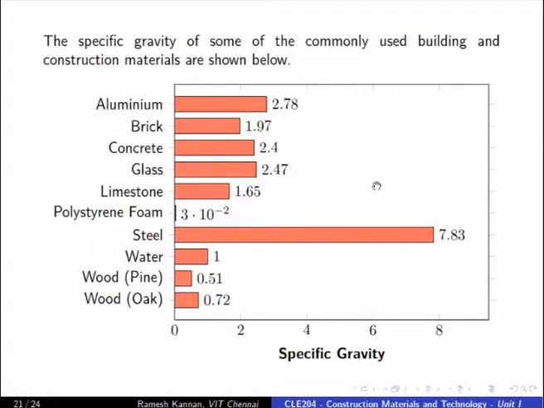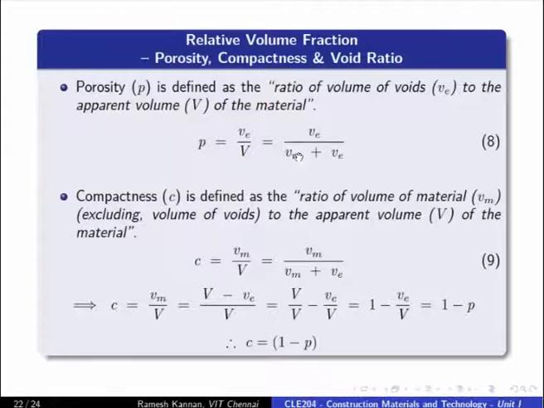And here is a list of specific gravities of different construction building materials. Note that the specific gravity of water is 1, and hence it is used as a reference material. Now you understand the reason behind the usage of water as the reference material. The next is a very important concept called relative volume fraction.